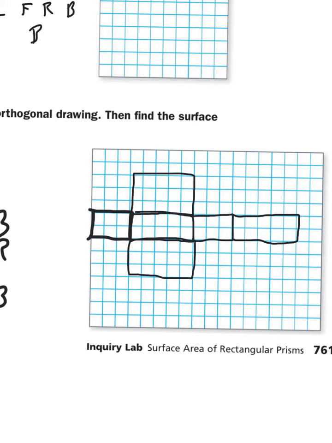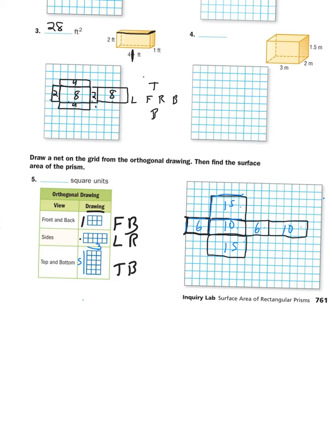Now, to find the surface area, we do length times width. So, remember, this is 2 by 3 is 6. This will be 6 as well. This is 2 by 5 is 10. This will be 10. This is 3 by 5 is 15. This will be 15. So to find the surface area, add all of those up. 6 plus 10 is 16. Both of those together are 32. These two 15s make a 30. So 32 plus 30 will be 62 square units.